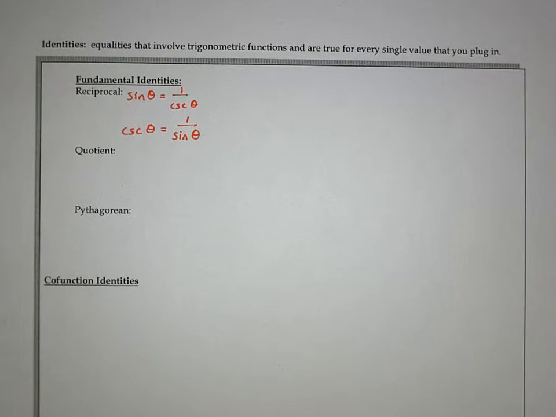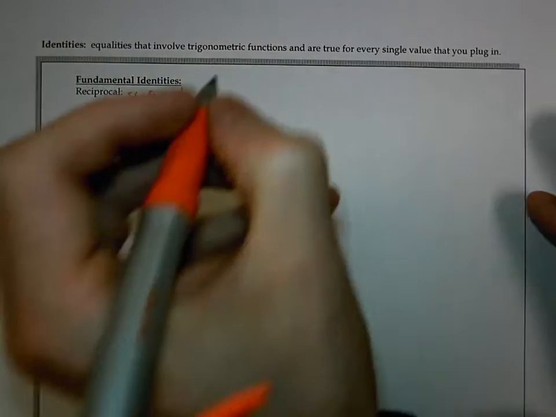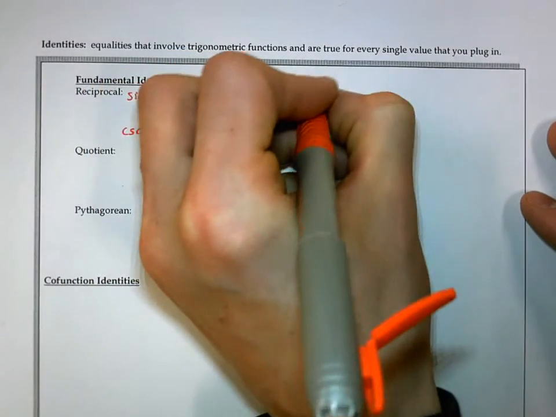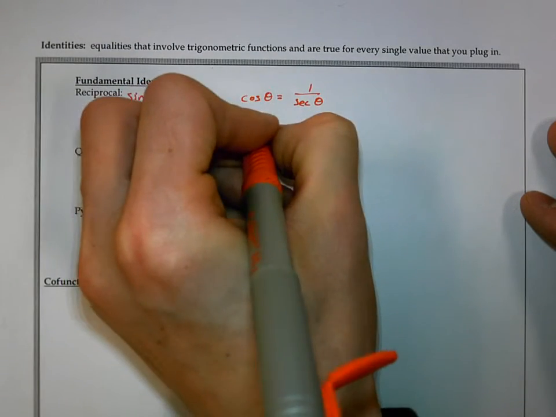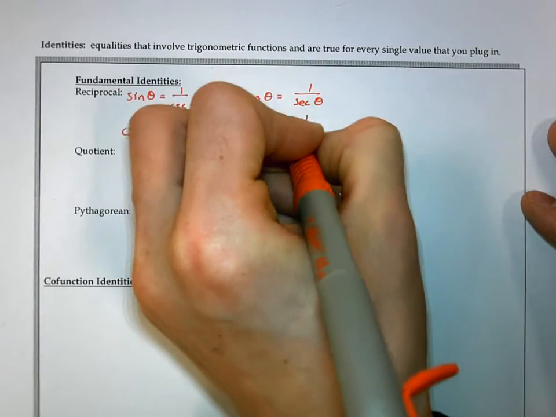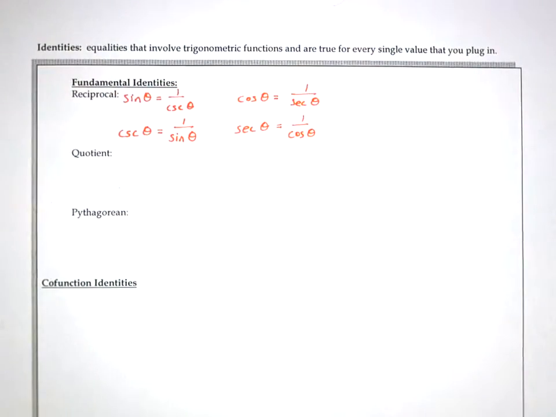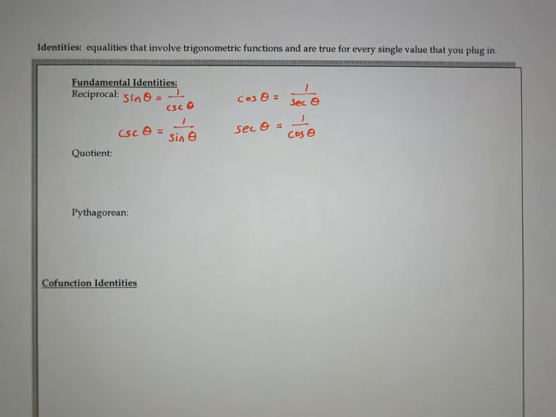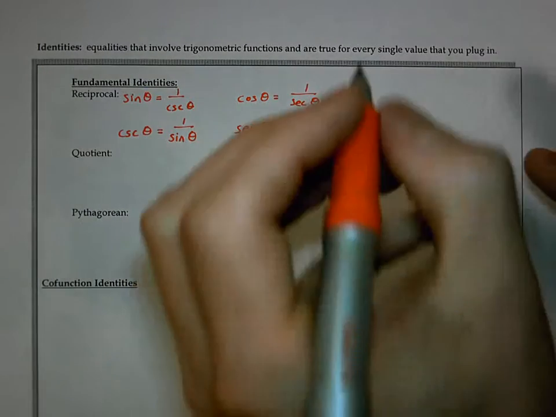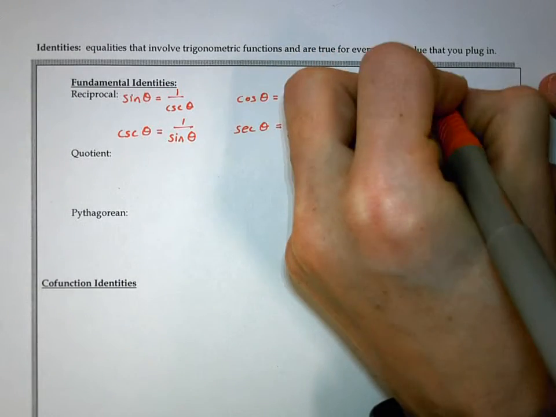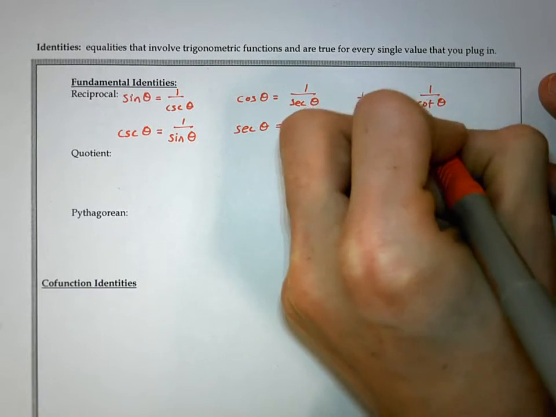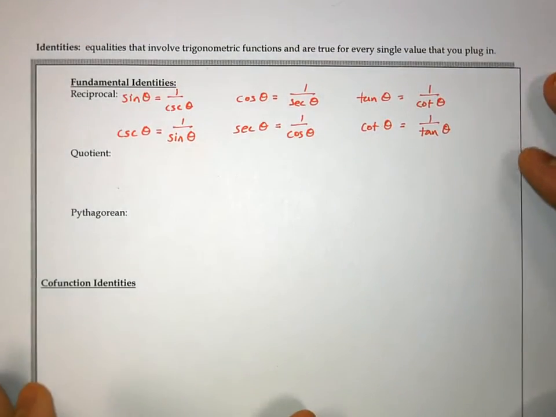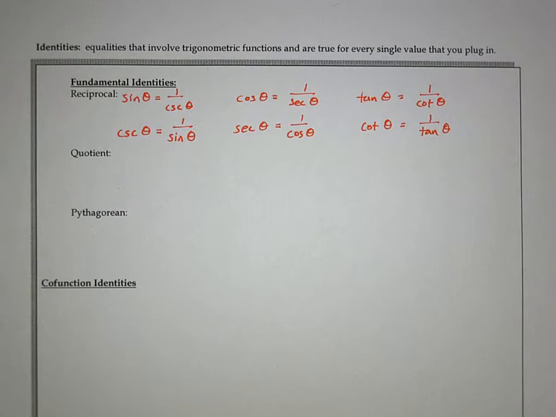The second set of reciprocal identities involved cosine and secant. So the cosine of theta is 1 over the secant of theta, which means the secant of theta is 1 over the cosine of theta. And then reciprocals in terms of tangent, the tangent of theta is 1 over the cotangent of theta. And the cotangent of theta is equal to 1 over the tangent of theta. So there's your 6 reciprocal identities.